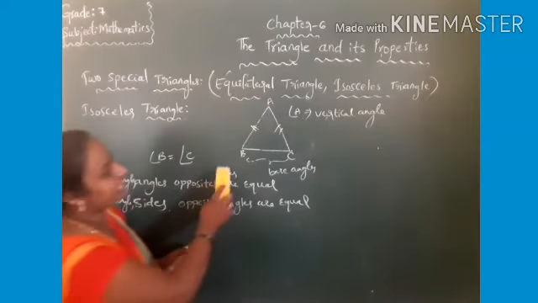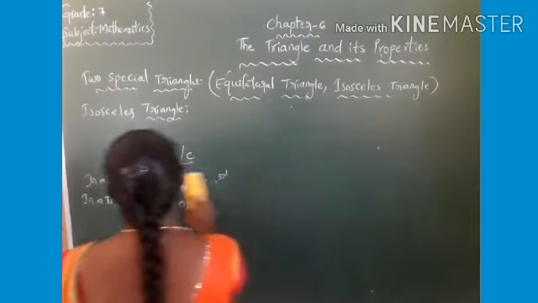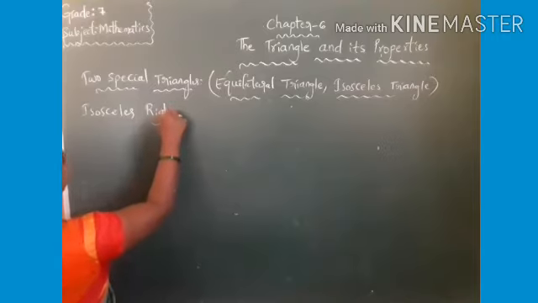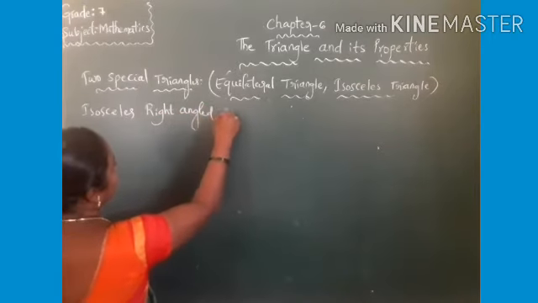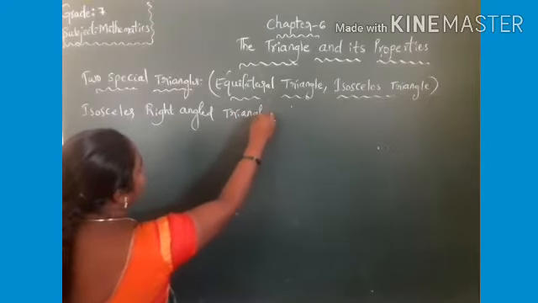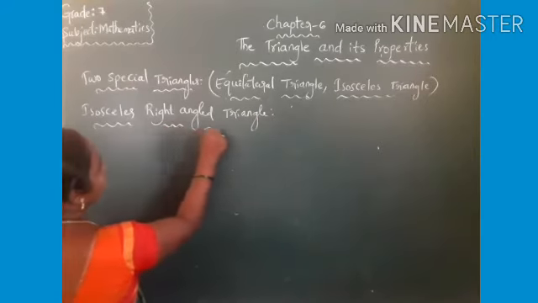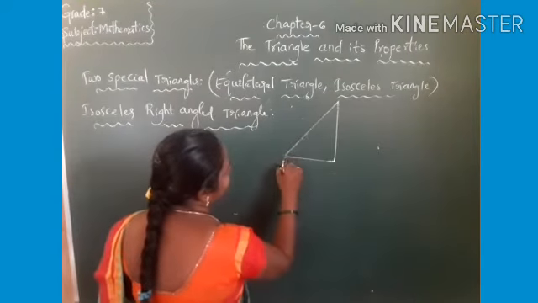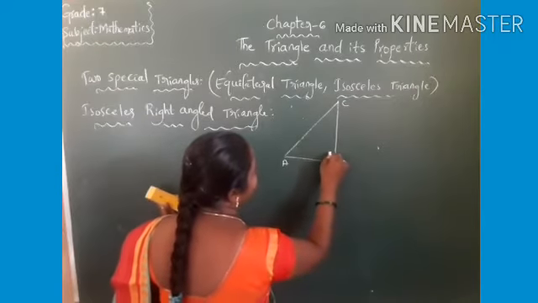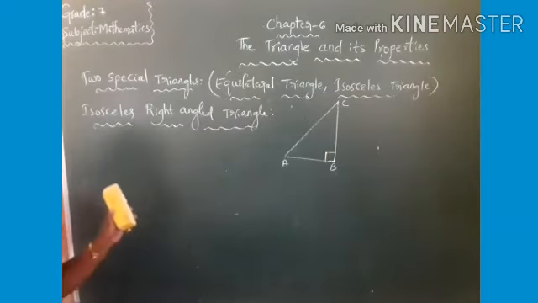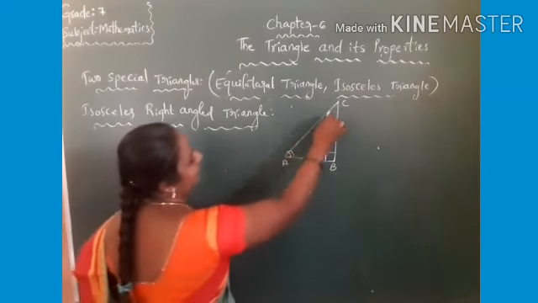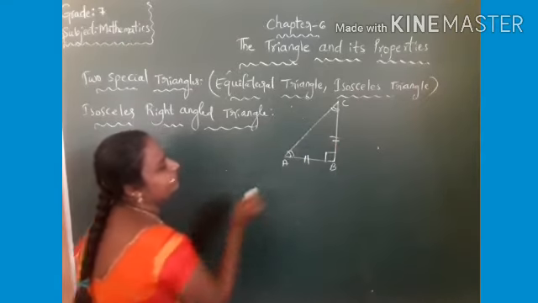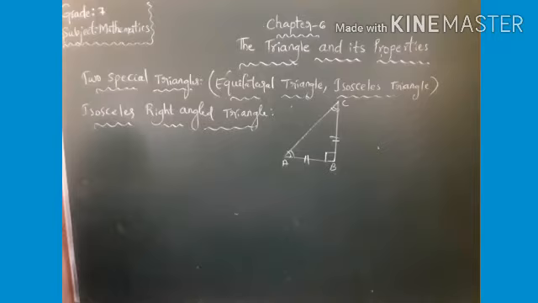One more triangle, that is the isosceles right angled triangle. Right angled means yes, 90 degrees. So here ABC is an isosceles right angle triangle at B. Here angle A is equal to angle C. AB is equal to BC.